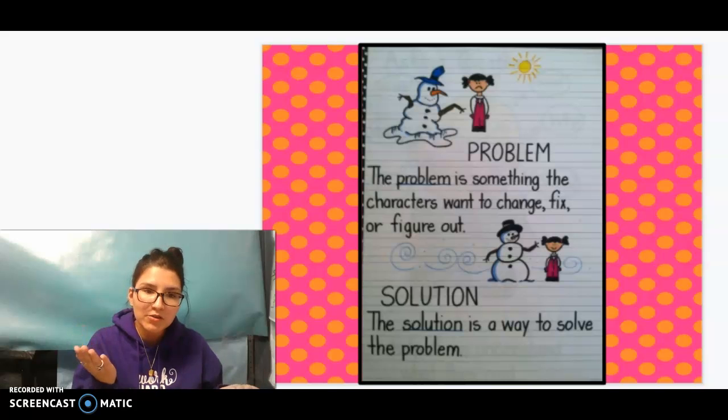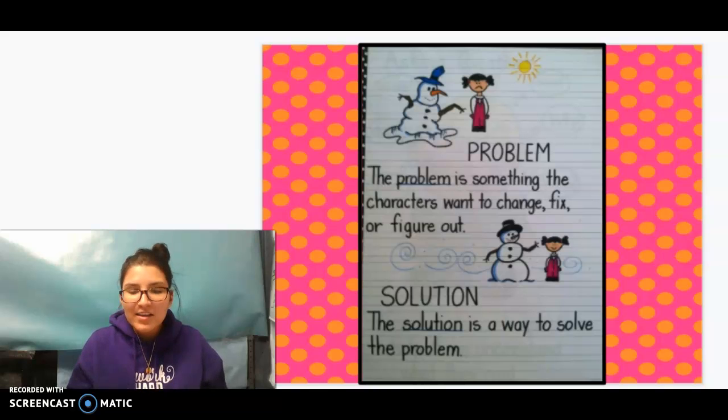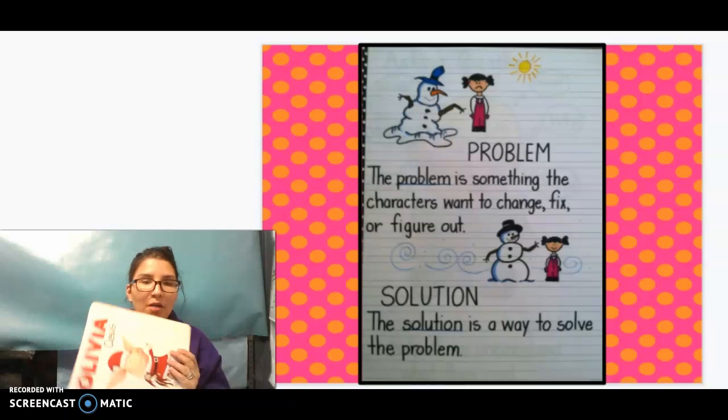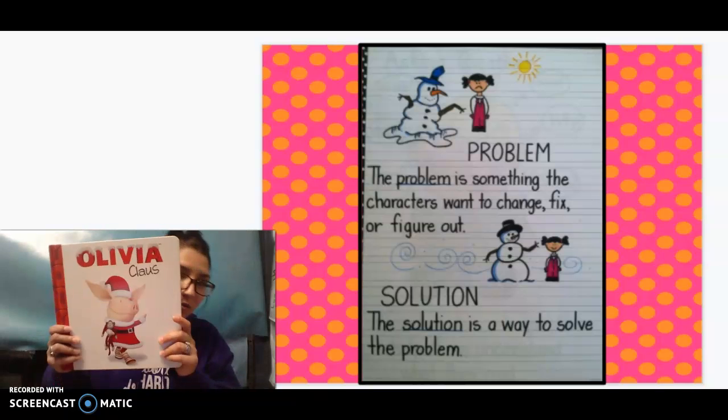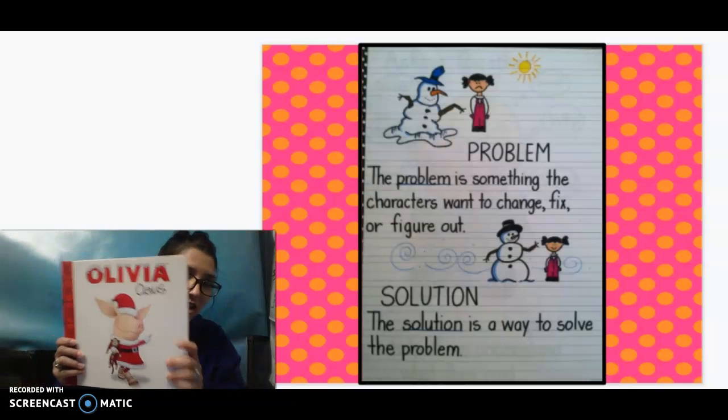What is the solution to this problem? How does this problem get solved? Can you remember? Olivia never gives up. She keeps looking and looking, right? She keeps looking, and then does she eventually find Matilda the stuffed monkey? Yes. All right. So that's just an example of a problem and a solution that happened in a book that we've read recently. Olivia Claus, okay?